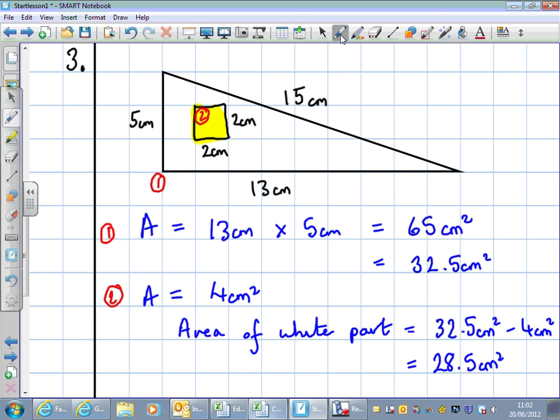Now, it seems fairly obvious now that I explained it, but you'd be amazed, viewers, how few young people, especially when I'm invigilating exams, especially those trying to get a grade C or D, manage to work out that in order to calculate, for instance, here, the area of the white section, you subtract one of the areas.